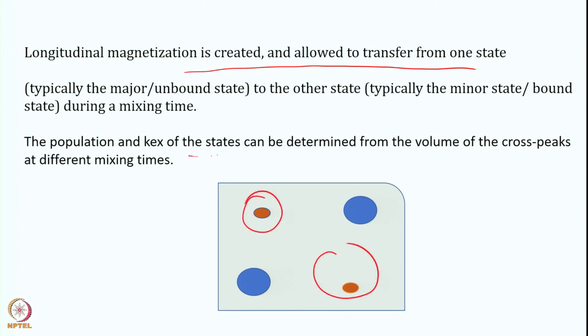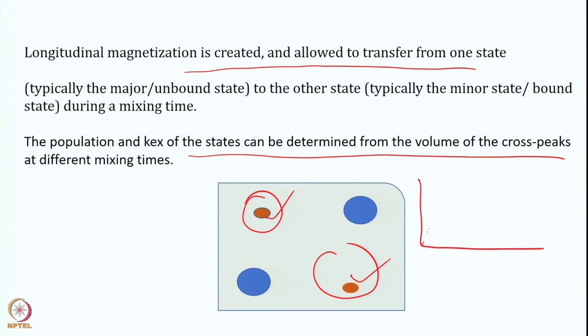So the population and k exchange between the two states can be determined by the intensity, or volume, of the cross peaks at different mixing times. The intensity may change like this, and you can find out the k exchange. That is what ZZ exchange is about.